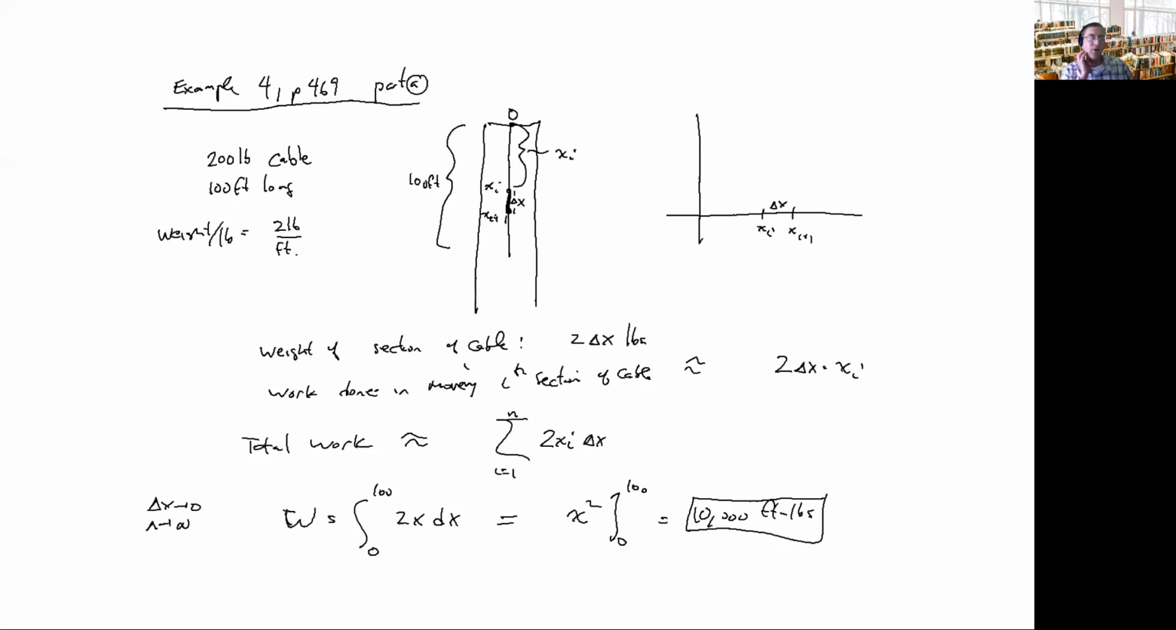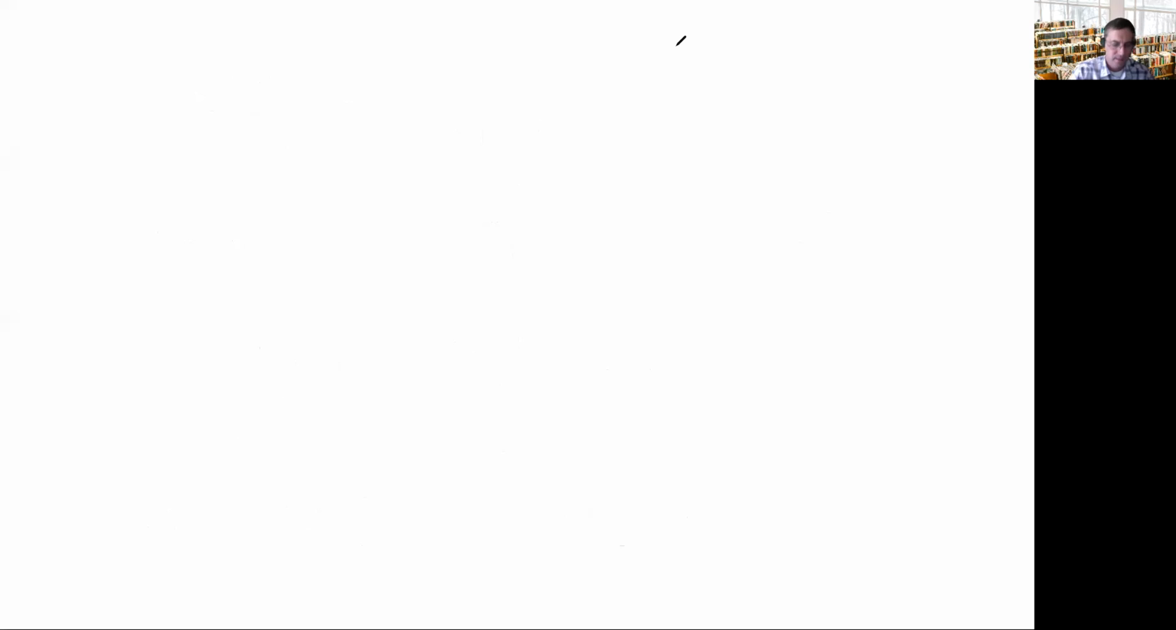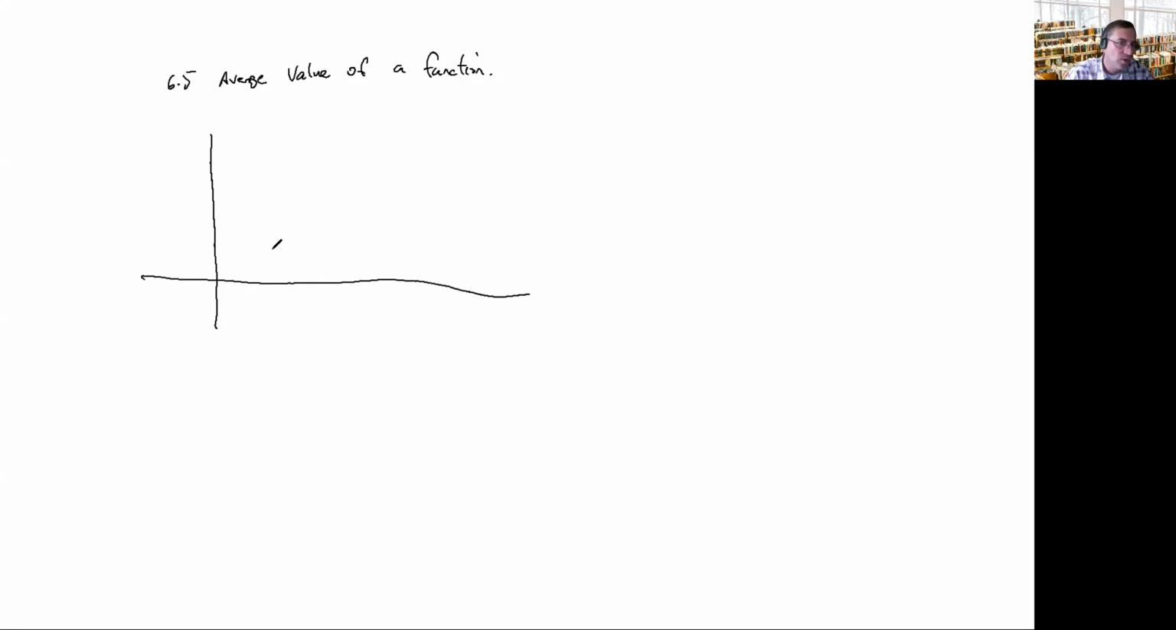So now we move on. We're done with work, and now we move on to the next topic, which is section 6.5, the average value of a function. Okay, so here's some motivation. Suppose we were to take continuous temperature readings of where you're sitting in your room, say from 6 a.m. to 6 p.m.